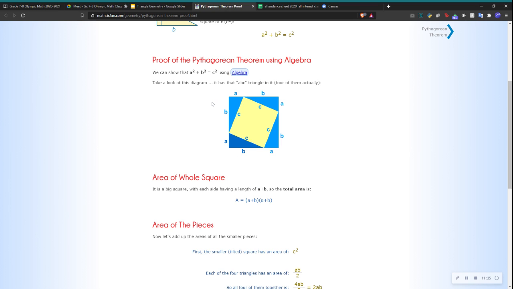And the area of a square is just you square the side length of the square. So each side length is a plus b. So a plus b will give you the side length of the square. And so total area is that you just multiply it by itself. So area equals a plus b times a plus b, or a plus b squared.